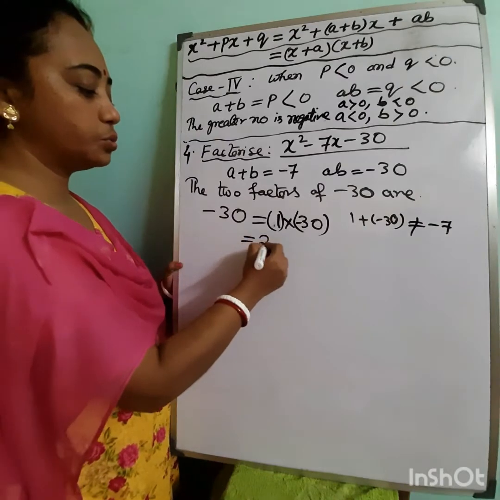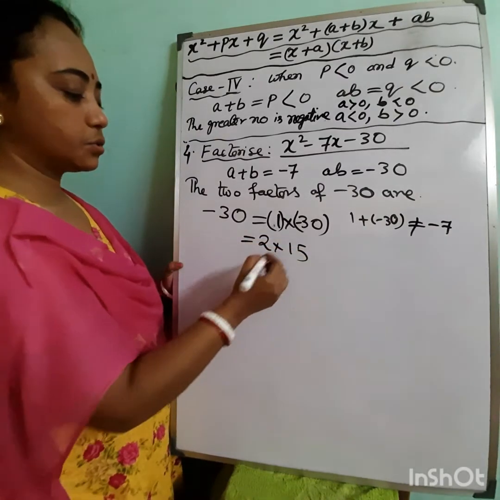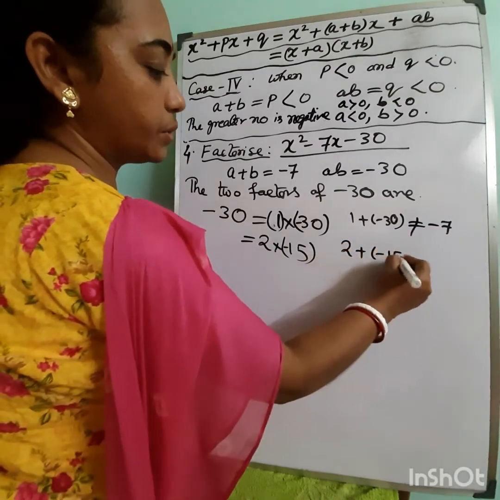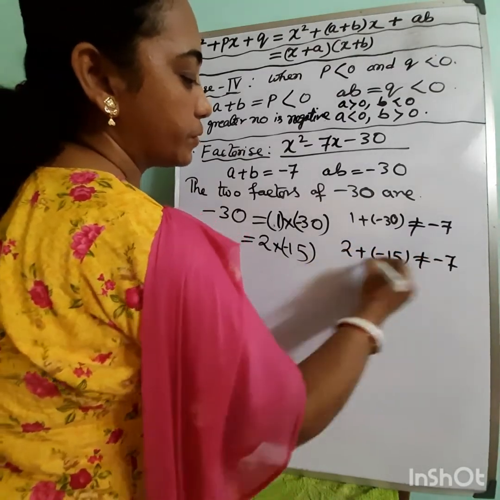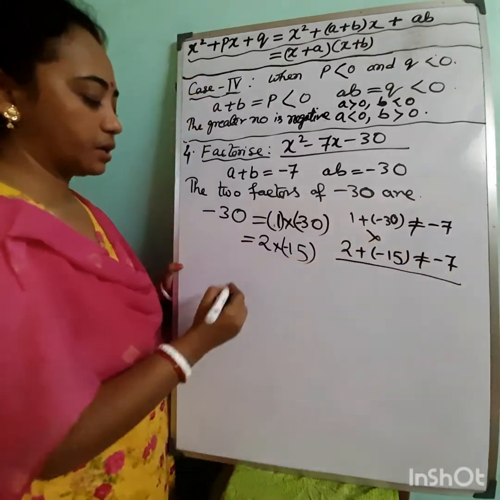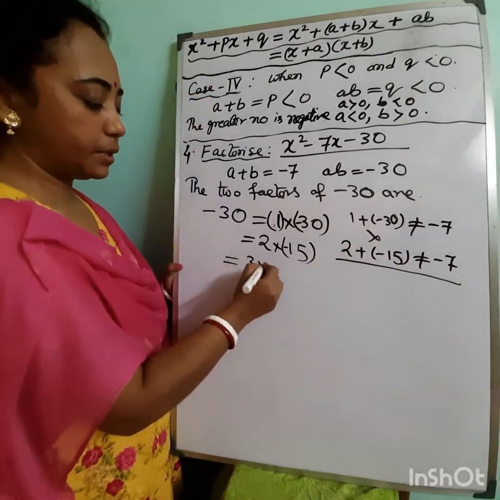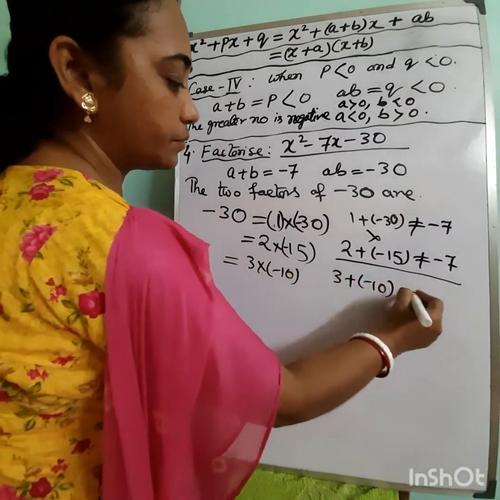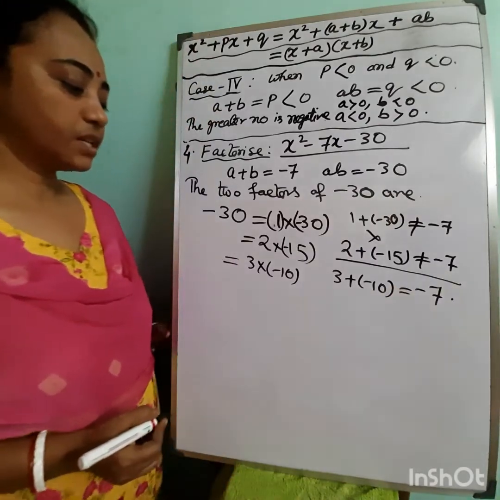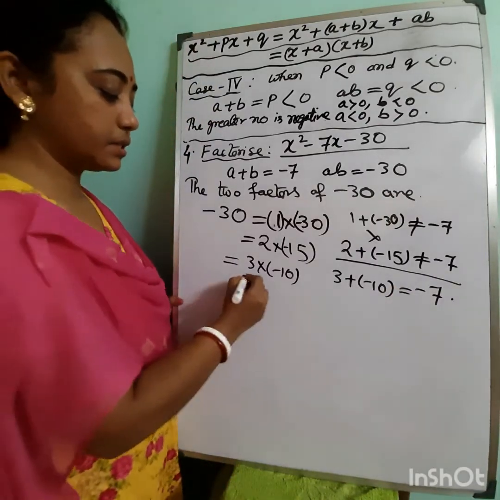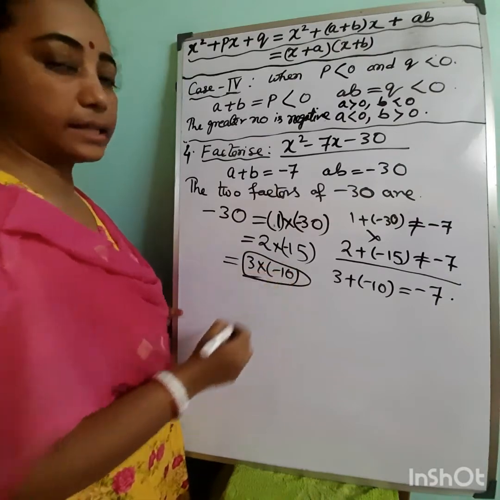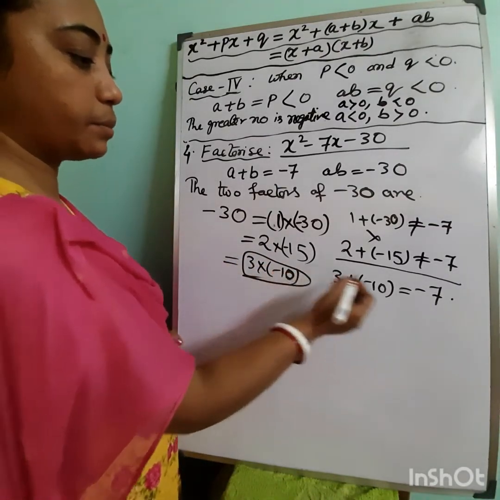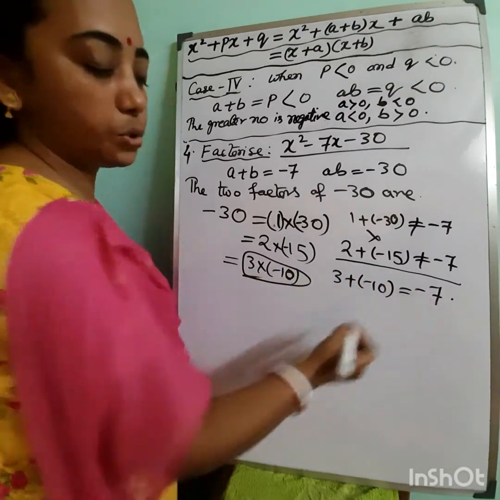Again, we know 2 15s are 30. So here let us take 15 as negative. But 2 plus minus 15 will not give minus 7. So we will not consider this case also. Again, we consider 3 multiplied by minus 10. So 3 plus minus 10 will give here minus 7. So in this case, we can consider these two numbers 3 and 10 because their product is giving minus 30 and their sum is giving minus 7. 3 plus minus 10 is equal to minus 7.